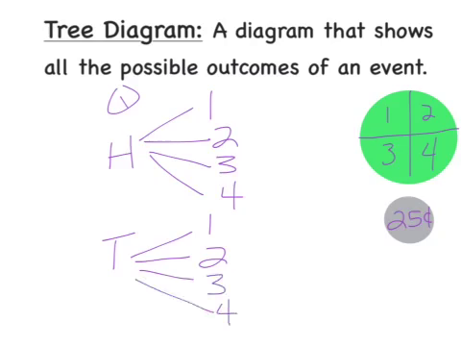So how many outcomes is that? 1, 2, 3, 4, 5, 6, 7, 8. So that gives me 8 outcomes. And it's as simple as that.